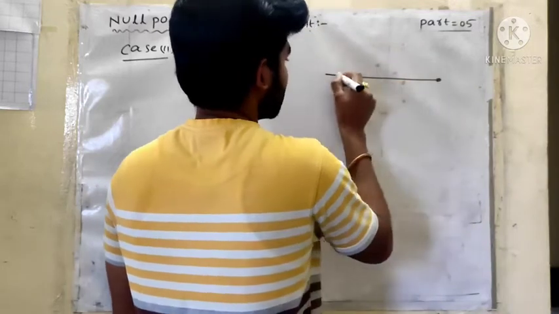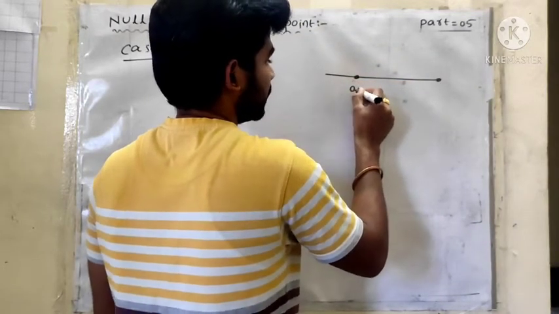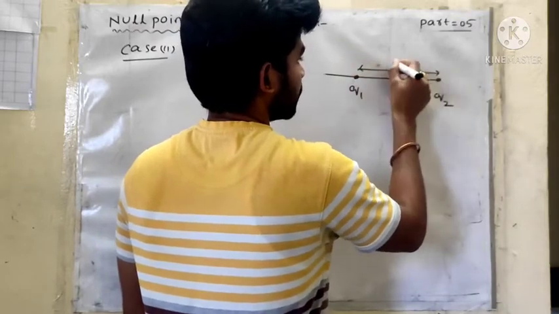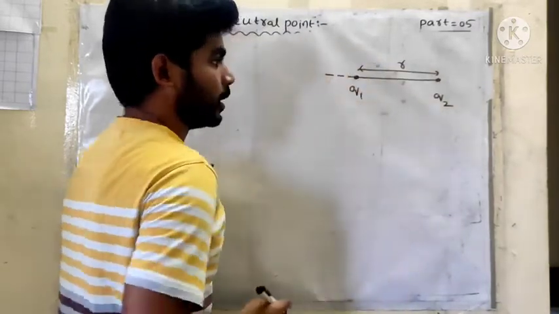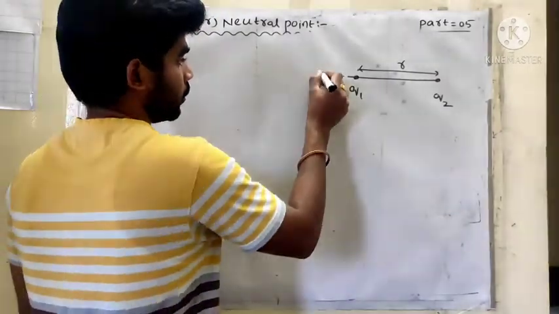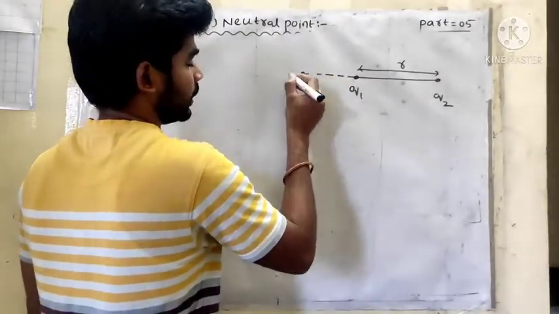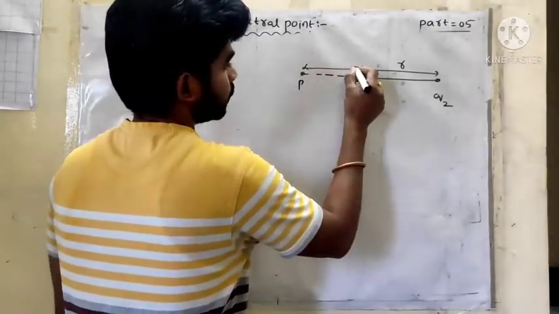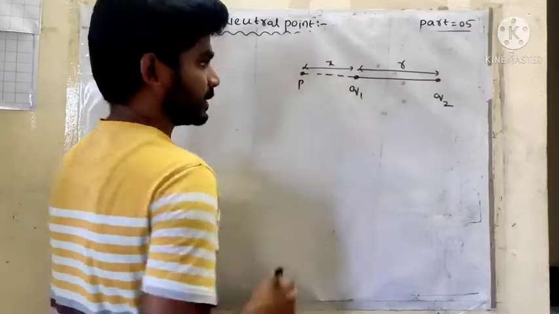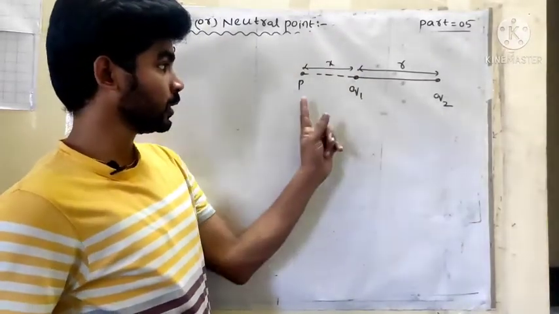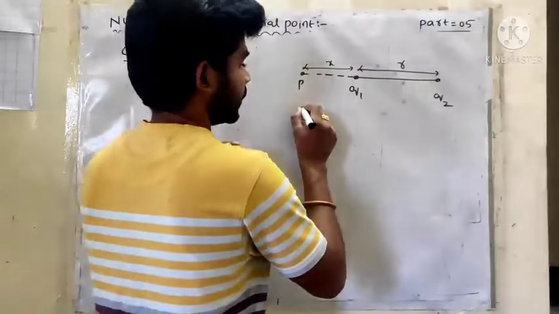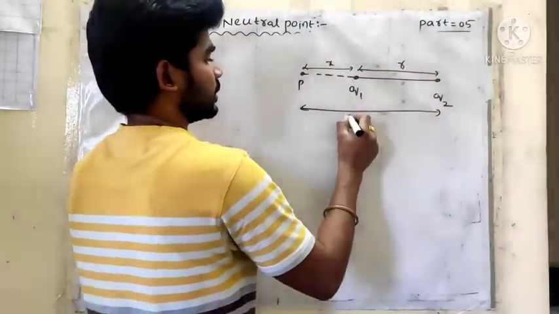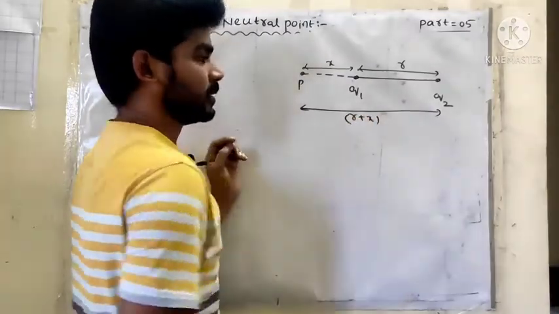So here let us consider 2 points. This is the q1 charge and this is the q2 charge, both separated by distance r. Let us consider a point P where the electric field is 0. Here the distance from q1 to P is x. Now the distance from q2 to the P point we can calculate: the distance is r plus x.